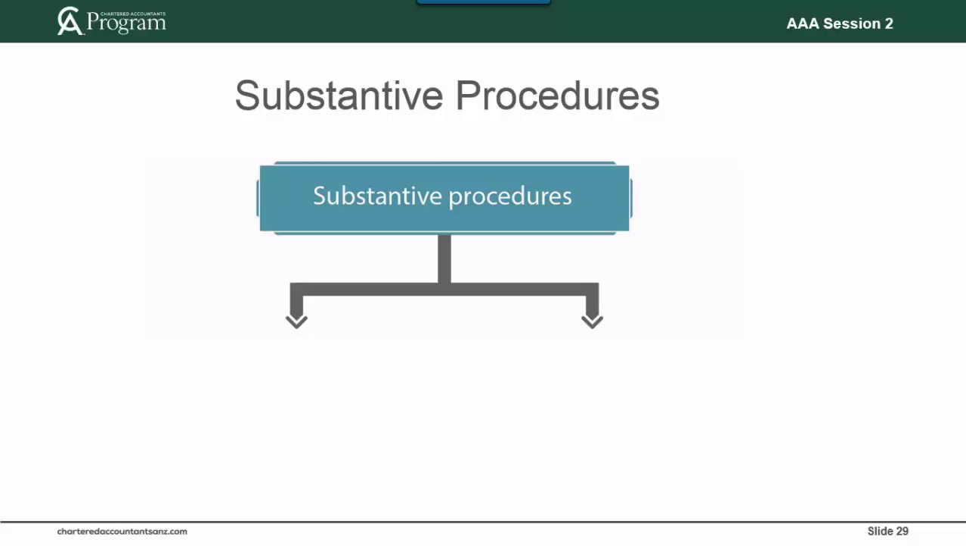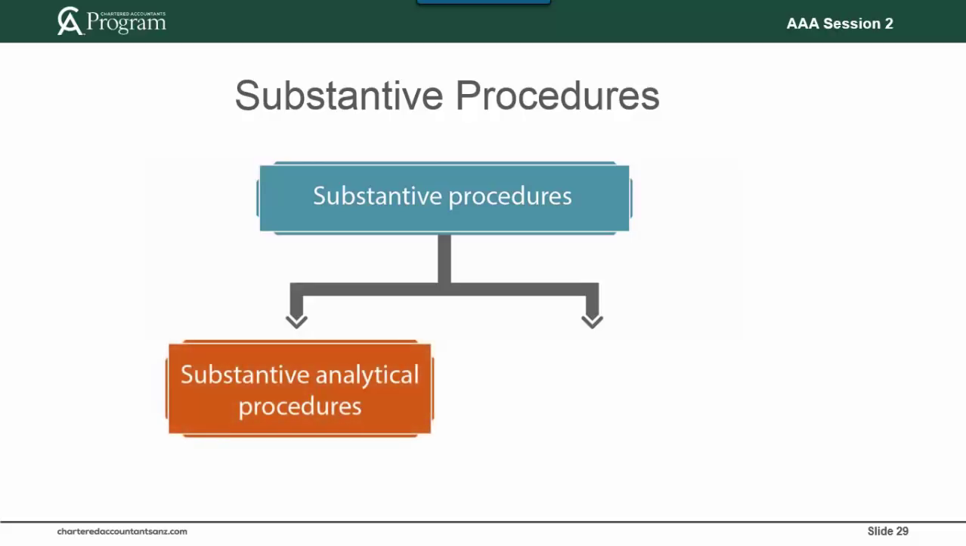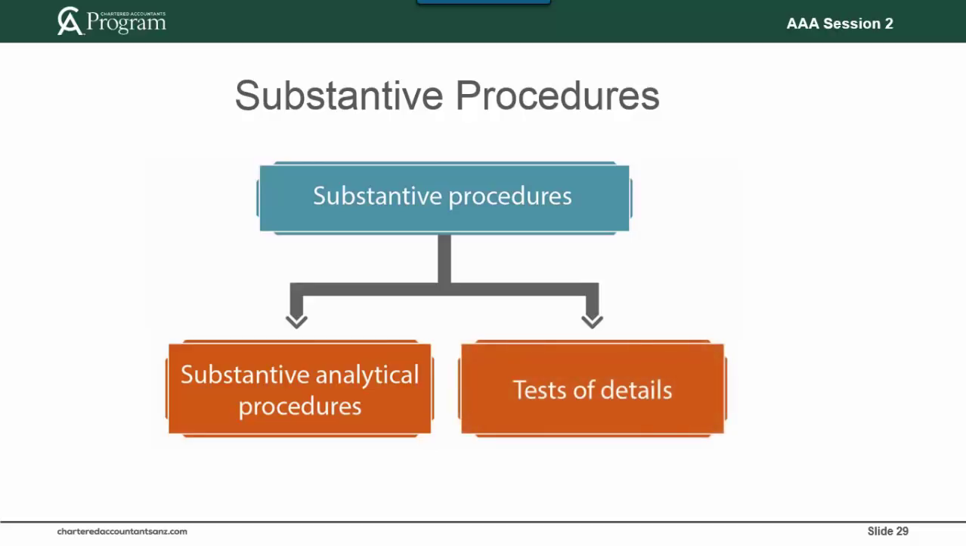Be aware that there are actually two types of substantive procedures. Substantive analytical procedures, which are analytical procedures performed at the risk response stage that are used to evaluate amounts in the financial statements by analysing relationships among financial and non-financial information and investigating unexpected variances in those relationships. The other substantive procedures are tests of details, which involve obtaining direct evidence on items that make up a class of transaction, account balances period end, or related disclosures.